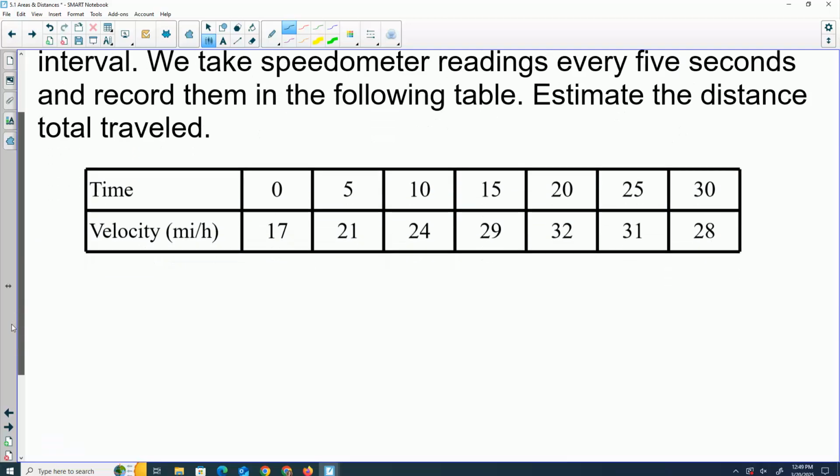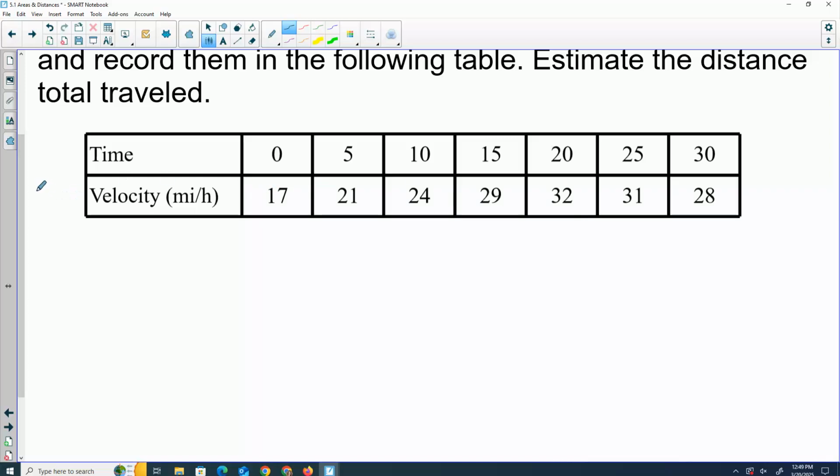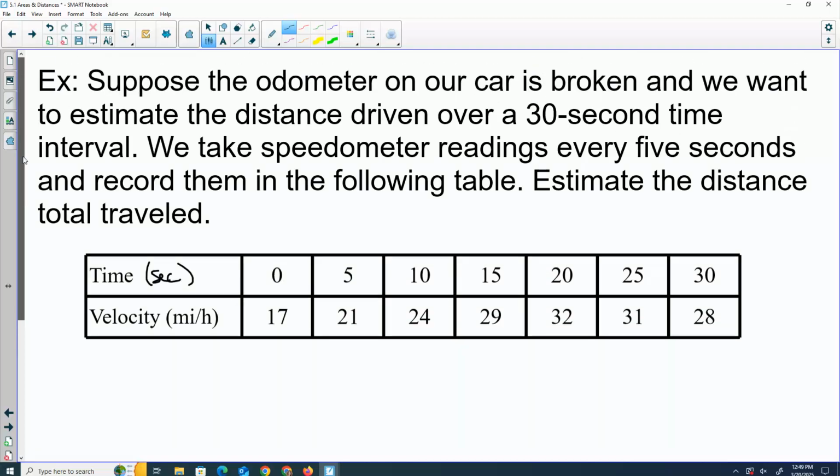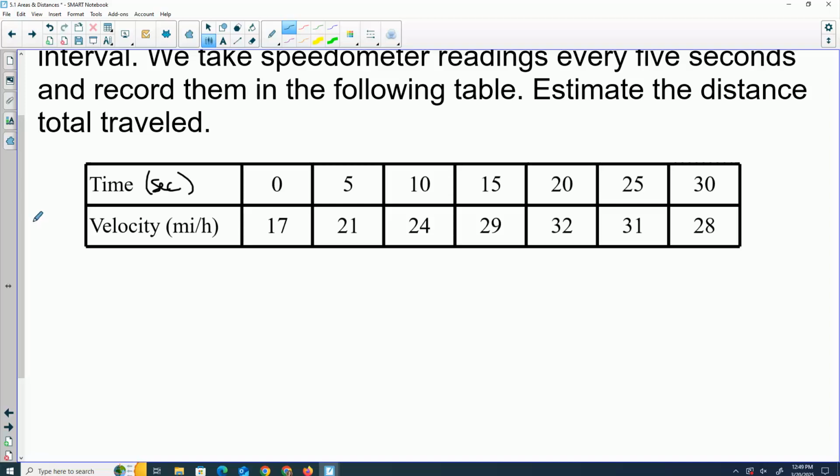When I look at this, we do have a problem, because mine is going up by 5, and my time is in seconds. The velocity is in miles per hour, so we have to multiply by 3600. That would give us a pretty big number. Can we just change our hours to seconds, or our seconds to hours? Let's change all of it.